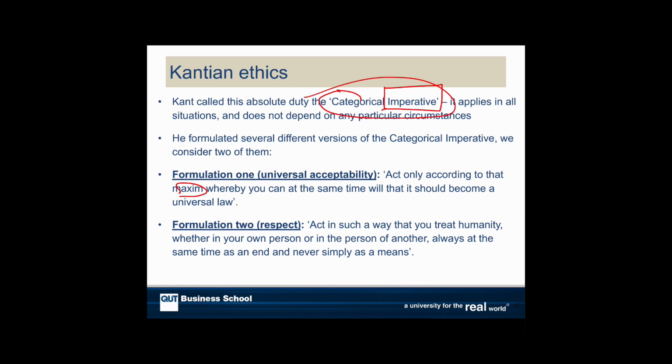Formulation 2, respect. Act in such a way that you treat humanity, whether in your own person or the person of another, always at the same time as an end and never simply as a means. So don't use people. That's the essence. So these 2 things: we want to have consistent universal laws, universal acceptability, and those laws should respect people, not be a law that just simply uses someone.